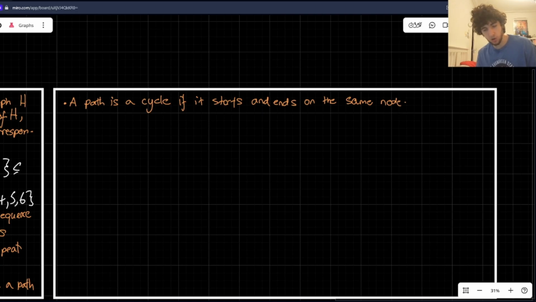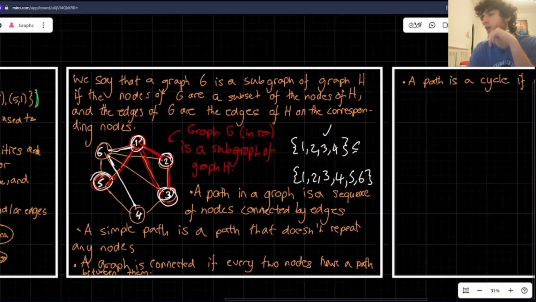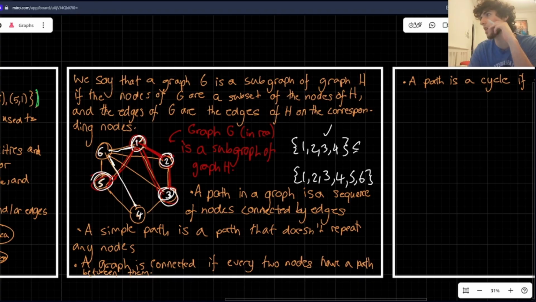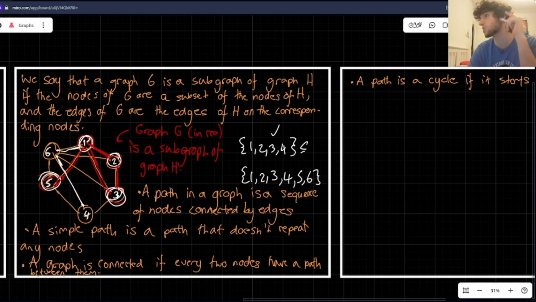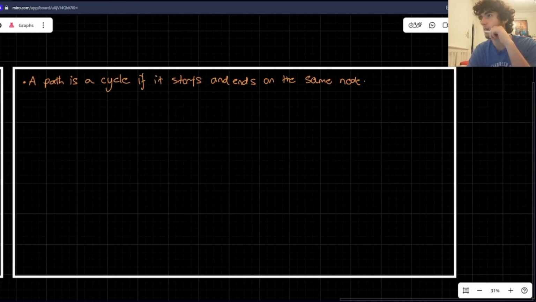So for example, in the graph we had over here, if I go from 1 to 3, 3 to 2, then 2 to 1, that is a cycle, right? I mean, it's also a path, but specifically it's a cycle because we started at 1, we ended at 1. But it's not a simple path because it repeats 1, okay? Because it would be a simple path if it didn't repeat any of the nodes. So you go from 1 to 3, 3 to 4, for example, it doesn't repeat any nodes. But in our case, you go 1 to 3, 3 to 2, then 2 to 1, so 1 is repeated twice. Okay, so this is a cycle.